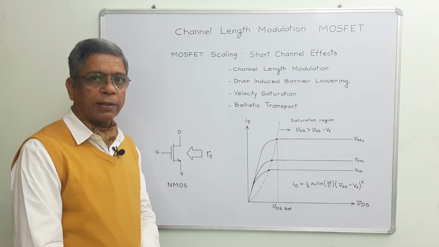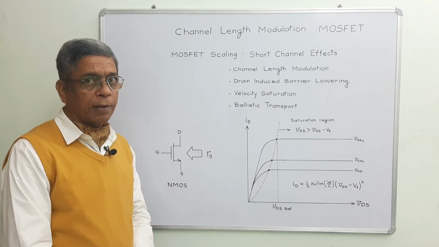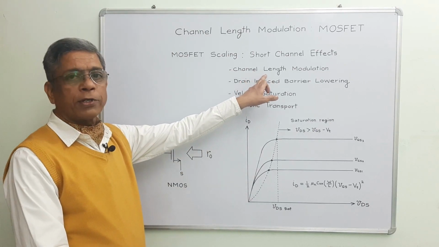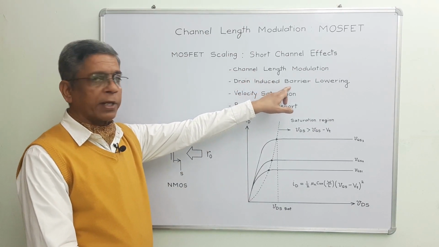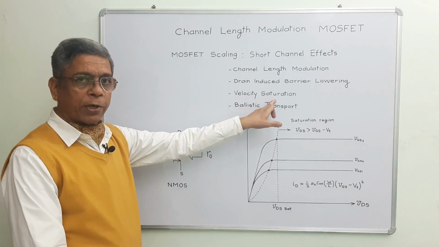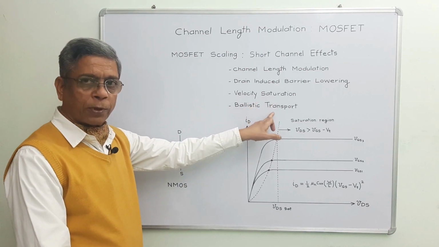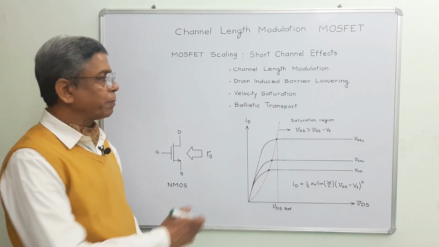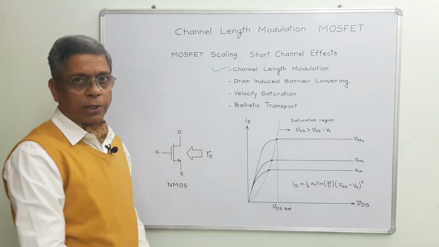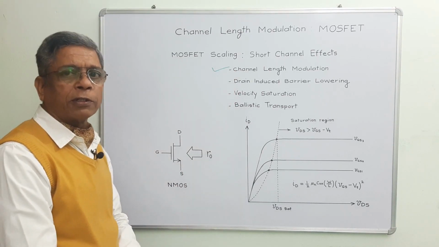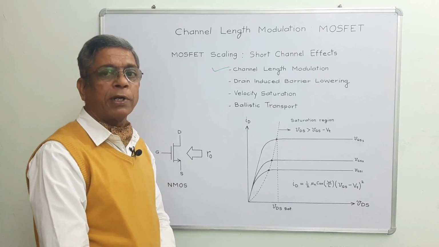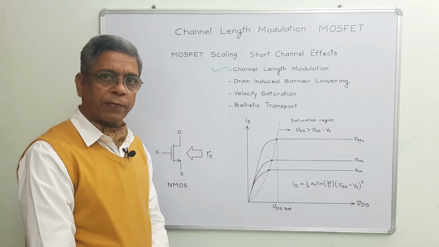In MOSFET scaling, there are many short channel effects, for example, channel length modulation, drain-induced barrier lowering, velocity saturation, and ballistic transport. But in this lecture, I will explain channel length modulation. This is one of the specified articles and it requires multiple references to my previous lectures.